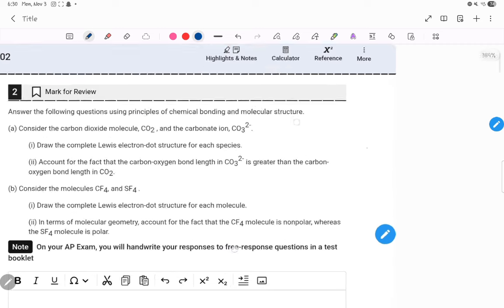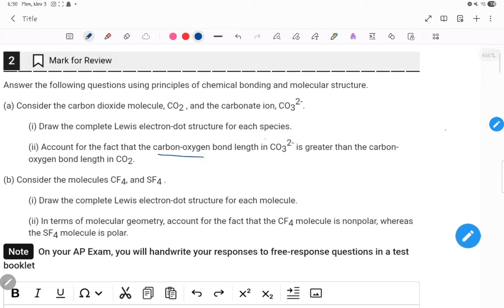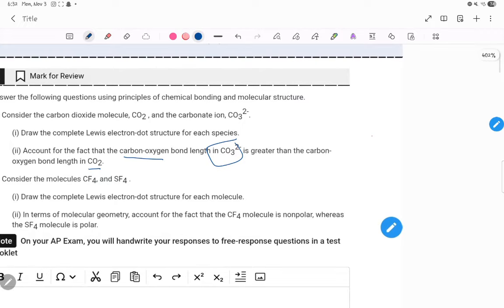Now they said that account for the fact that the carbon-oxygen bond length in CO3 2- is greater than the carbon-oxygen bond length in CO2, right? They want us to explain why. So if we go back to our structure, we would see what? We would see that carbon dioxide has what? Has double bonds. So we can say that carbon dioxide, CO2, has double bonds.